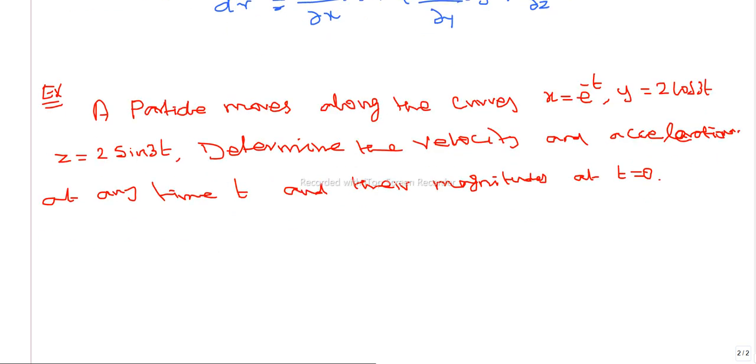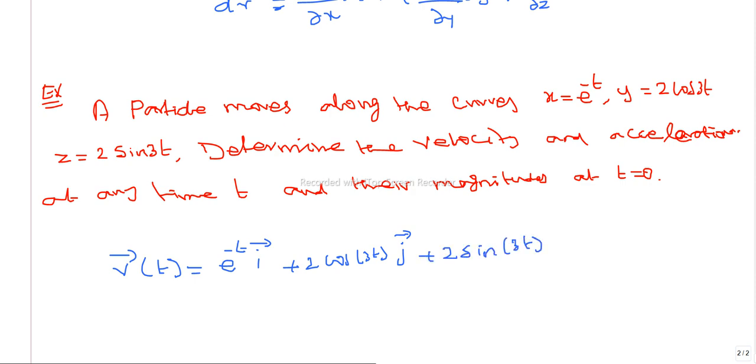Now first we have to write the curve, r of t equal to x of t i plus y of t j plus z of t k. So therefore the r vector at a point t is e power minus t into i vector plus 2 cos 3t into j vector plus 2 sin 3t into k vector. So this is r.